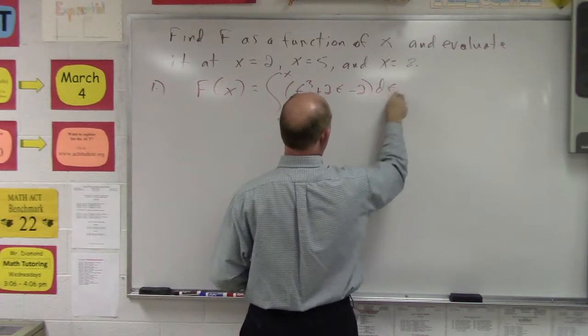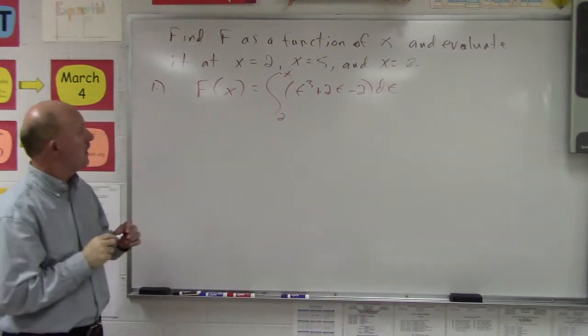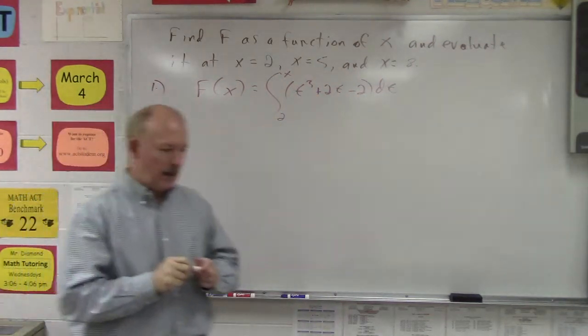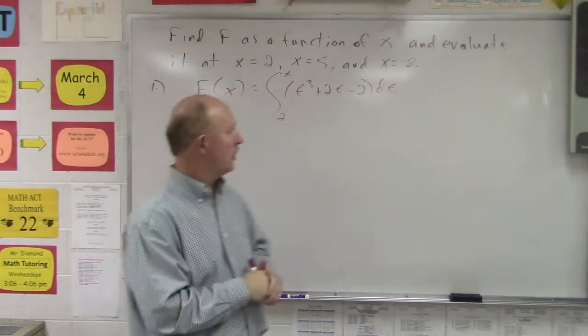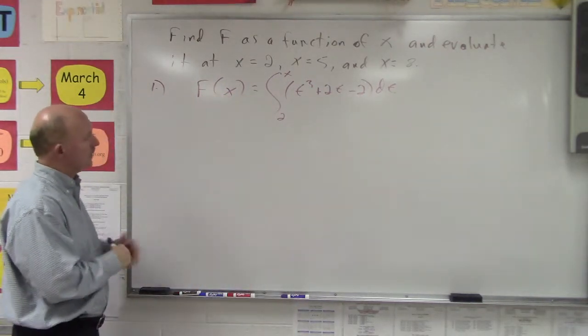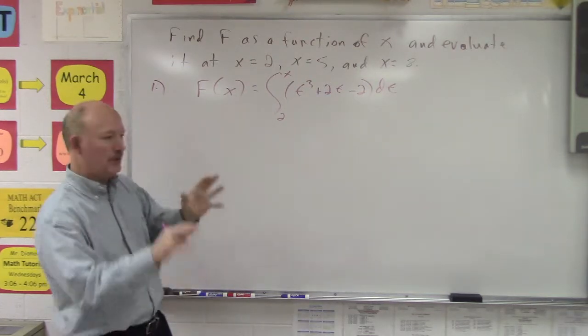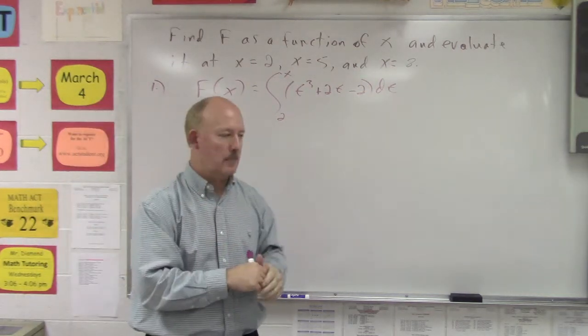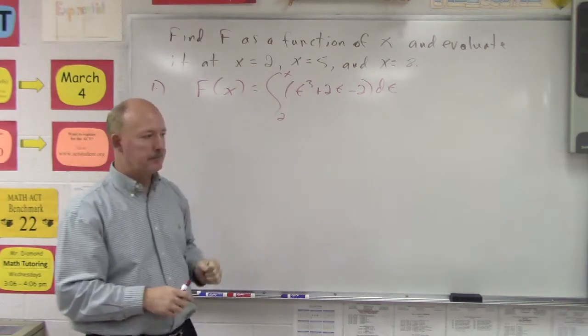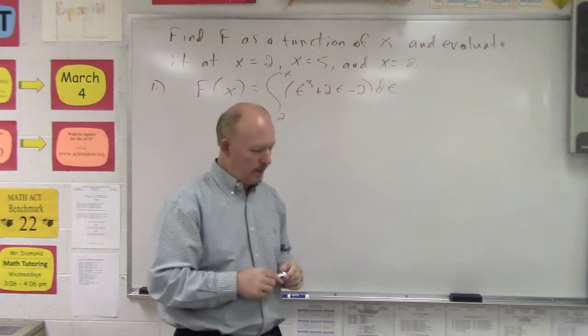Minus 2 dt. So this is going to be our definite integral in terms of x, so as a function of x. So once again, f of x is our upper bound. F of x represents the accumulated area under the curve from 2 to some number. Right. So let's get started.